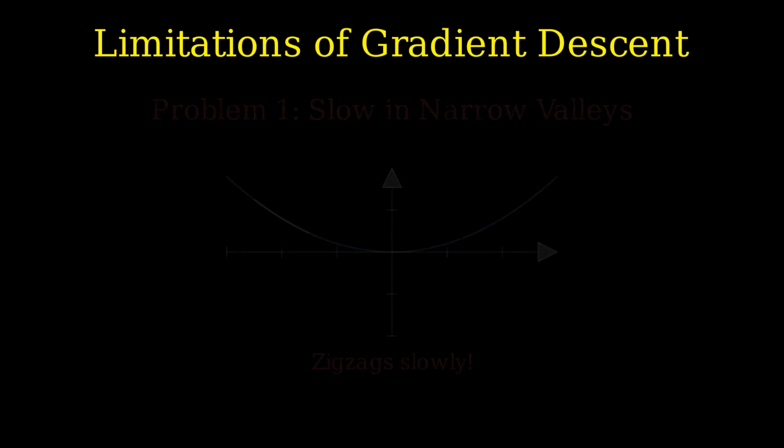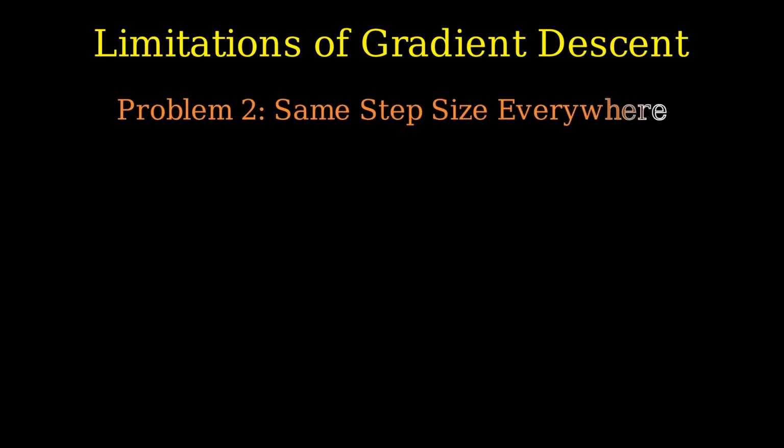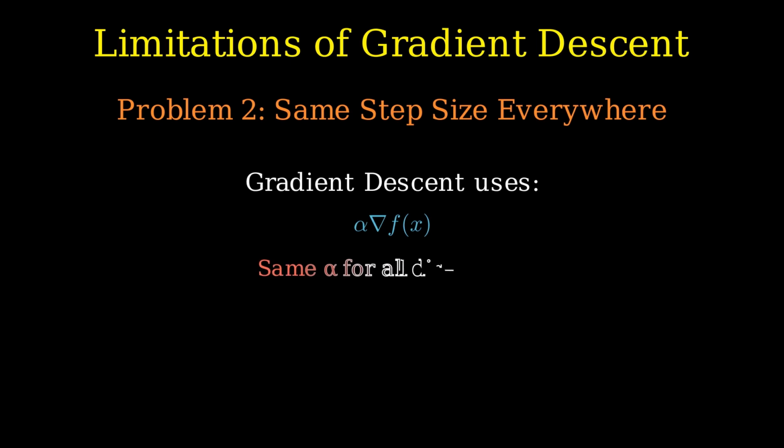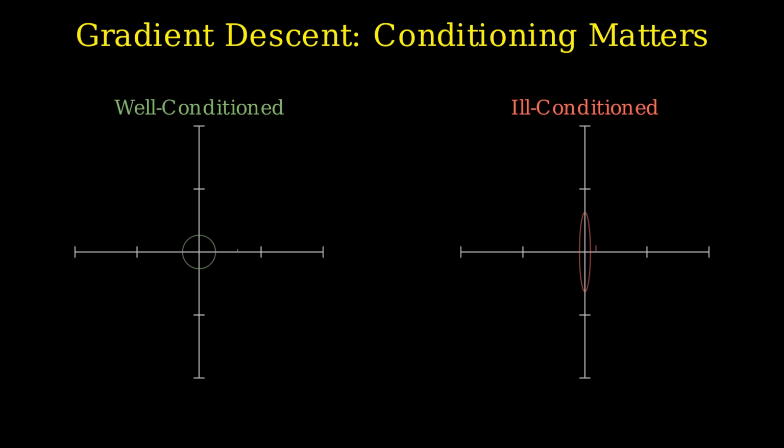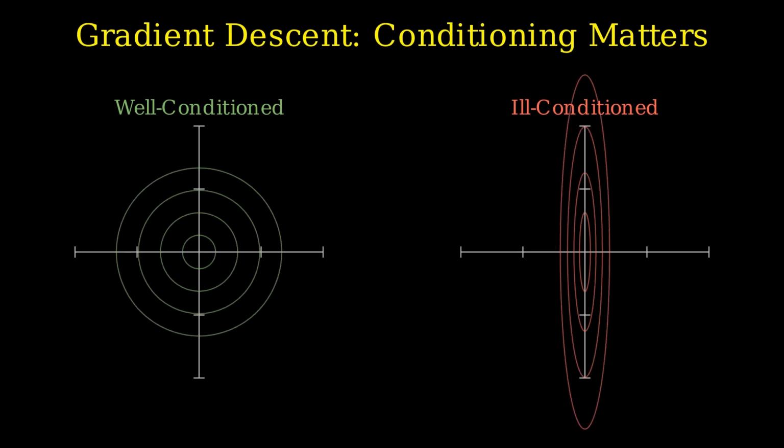Why? Because it uses the same step size in all directions. It treats a steep cliff and a gentle slope identically. In narrow valleys, what we call ill-conditioned problems, gradient descent can take tens of thousands of iterations to converge. That's not just slow, it's computationally wasteful.